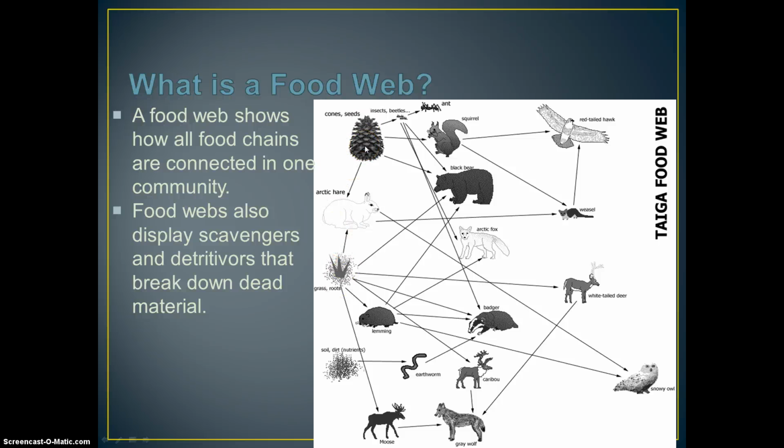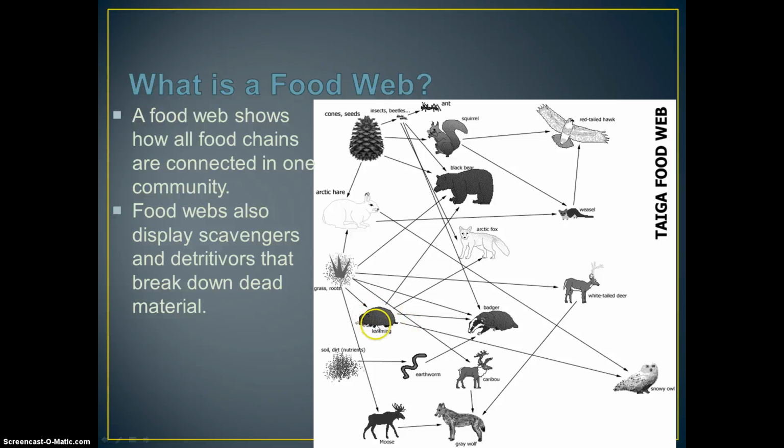Our secondary level, our primary consumer is going to be things like our insects and beetles, the Arctic hare, and in some cases our black bear, okay? Because remember, they are omnivores. They do eat plants. And our little squirrel here. Our secondary consumer is anything that's going to eat those primary consumers. So we have our snowy owl here that's eating the Arctic hare. We have the bear again eating our lemming here, and the Arctic fox is eating our lemming. We also have the badger.